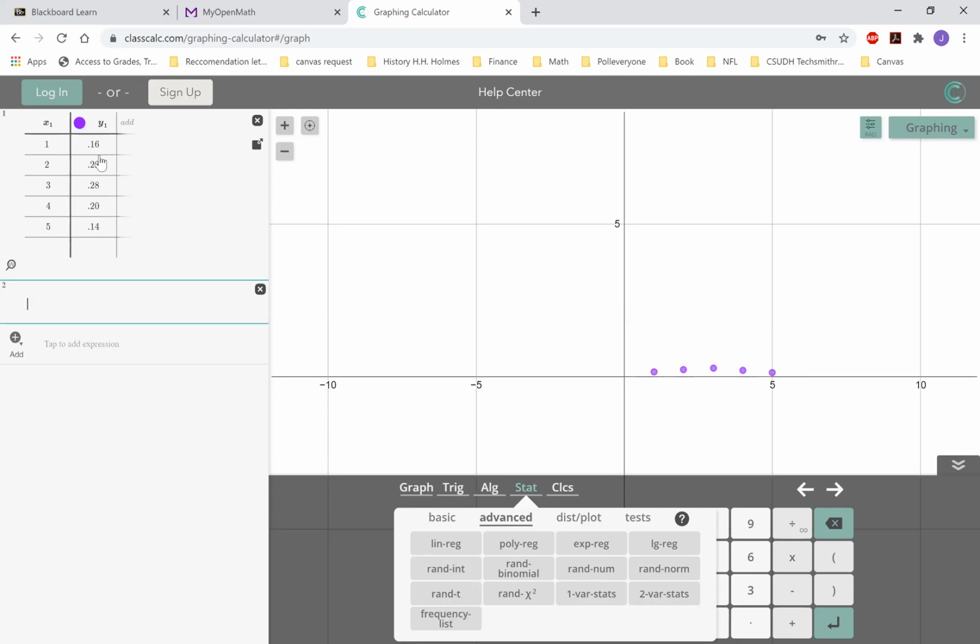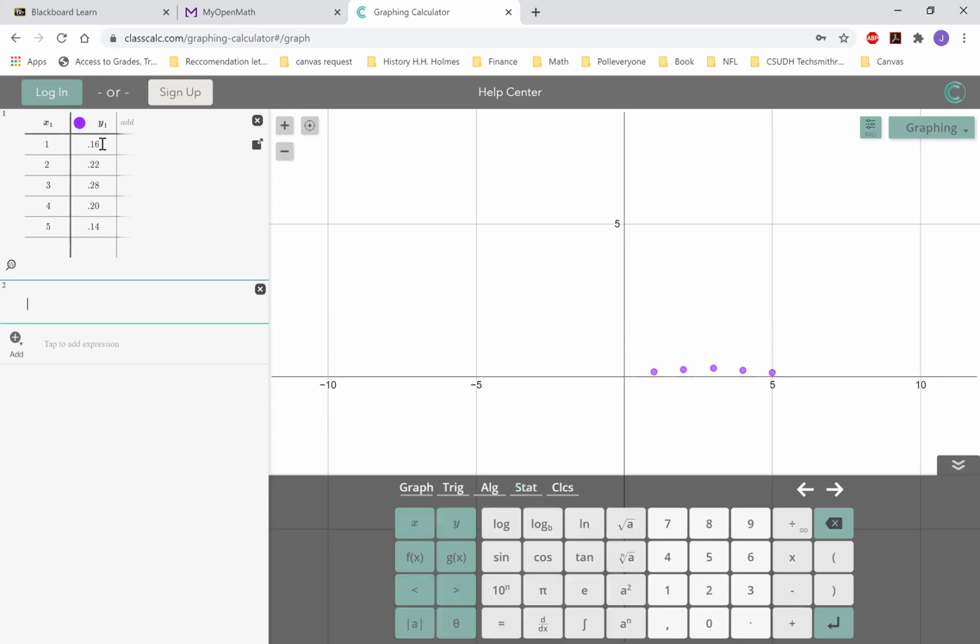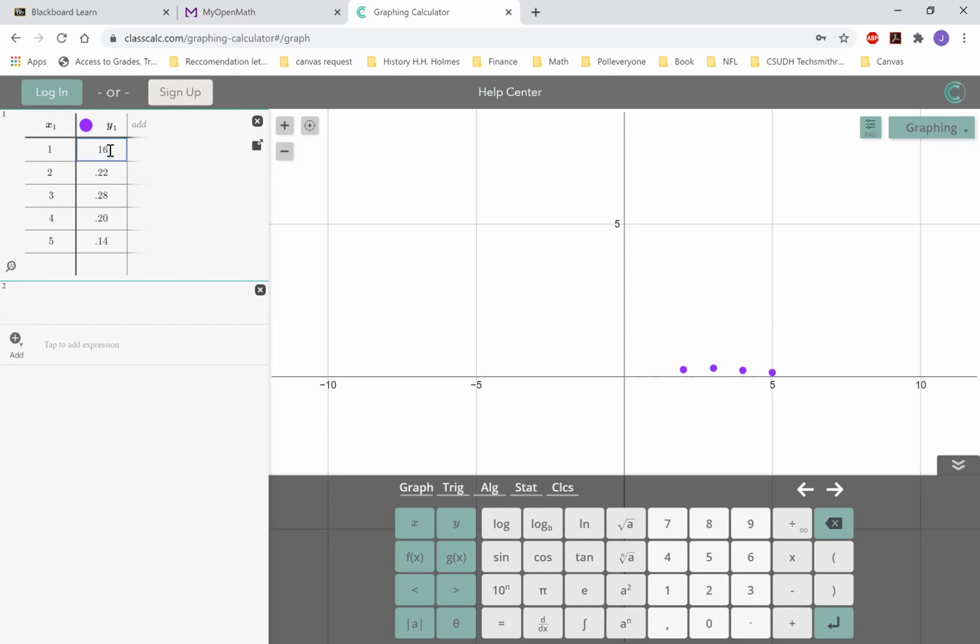Okay. So what we're gonna do right here, we're gonna convert all of these into a whole number. So you see how it says 0.16? If I want to convert this to a whole number, we're gonna convert it to 16. If you look at 0.22, we're gonna convert this to a whole number. So we're gonna say 22. If you look at 0.28, we're gonna convert that to a whole number and we're gonna say 28.